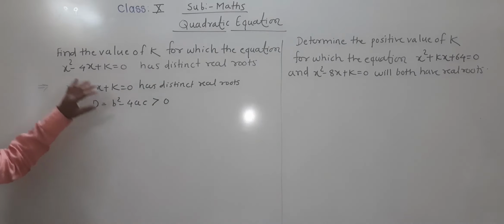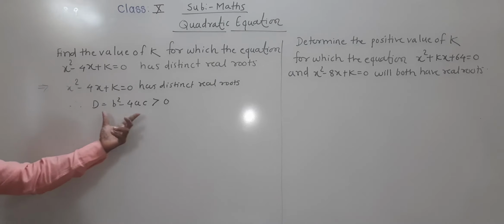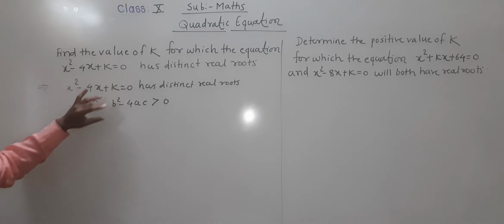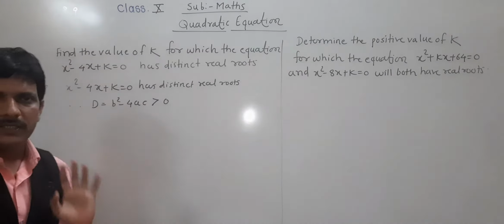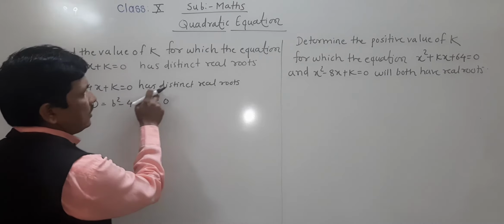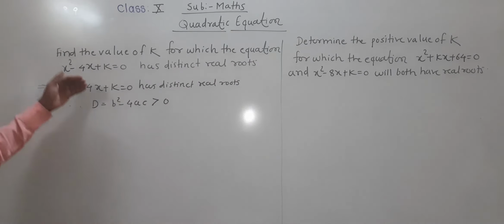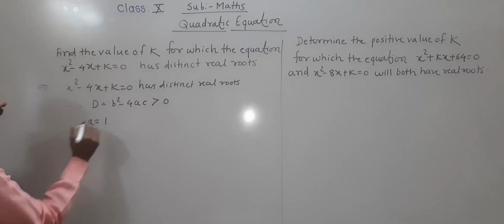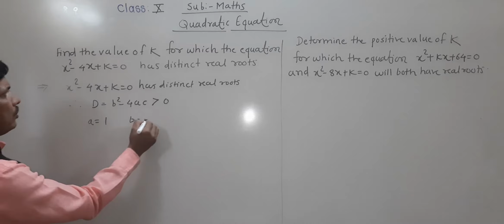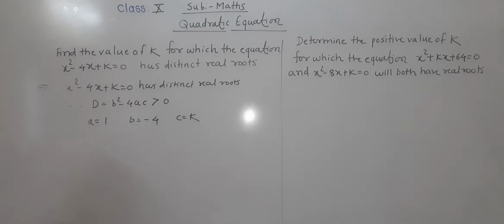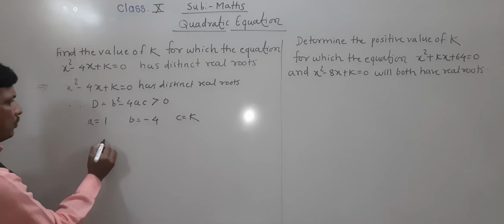Okay, so depending on this we need to solve. Understood? So if this is clear, we can easily find the value of k. So b square minus 4ac is greater than 0. That is the required condition because it has distinct real roots. So according to this equation, what is the value of a? a is equal to 1, b is equal to minus 4 and c is equal to k. So we will find b square minus 4ac.